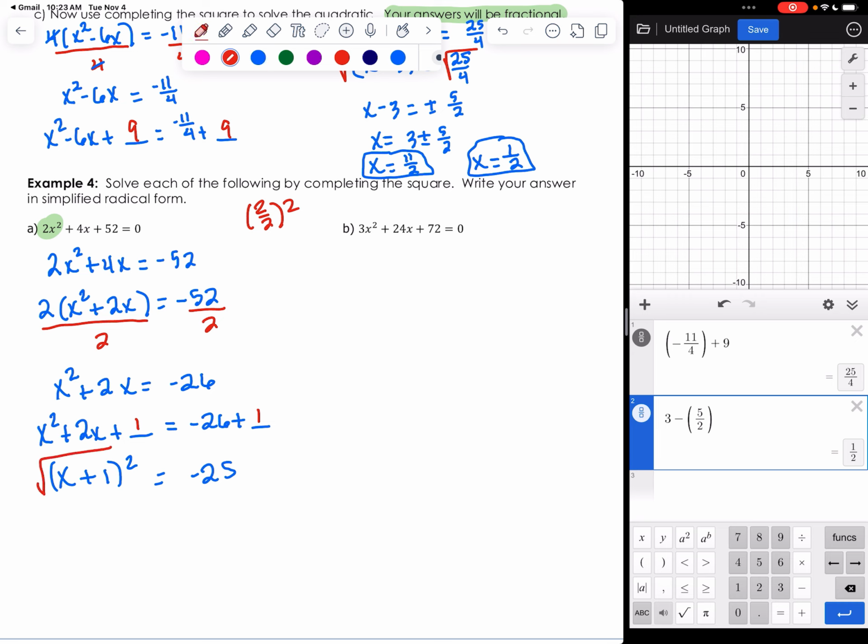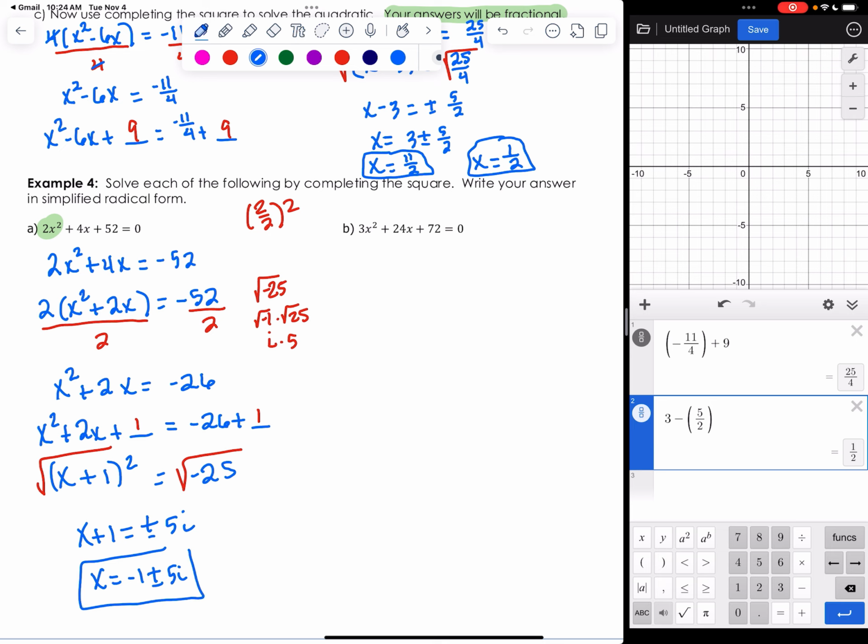Now square root both sides, and we have x plus 1 equals, and remember, just like our example above, square root of negative 25 is the same thing as square root negative 1 times square root 25. And square root of negative 1 is defined as i. Square root of 25 is 5. So down here, this would be plus or minus 5i. Now, subtract 1 from both sides. So x would equal negative 1 plus or minus 5i.